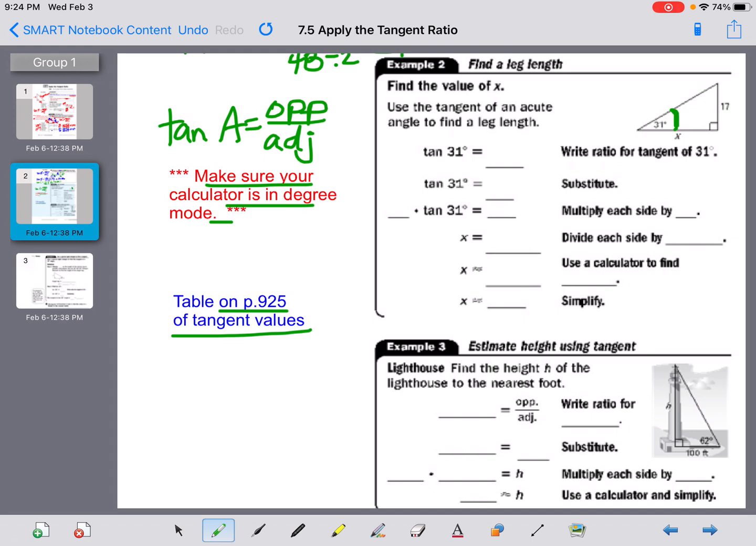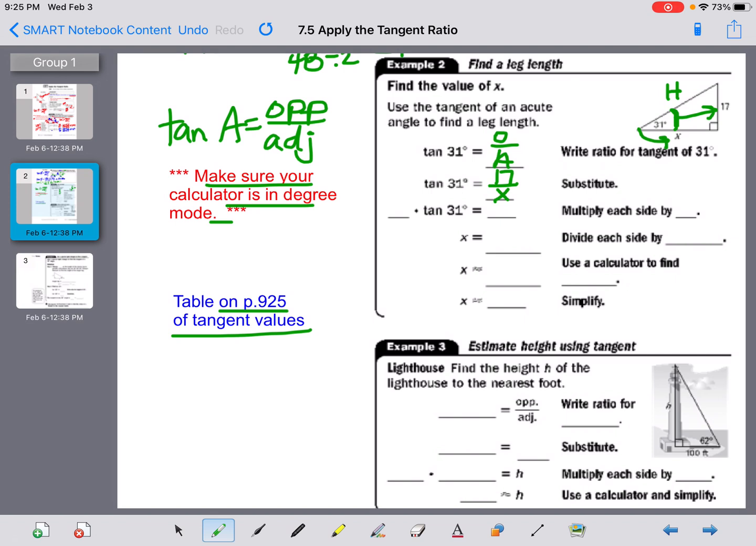Tangent of an acute angle to find the leg length. Tangent equals opposite over adjacent. Okay, I look at my triangle, I have this 31 degrees. Well, opposite my 31, don't forget this is the hypotenuse, so I'm never using that. Opposite the 31 is 17. Adjacent to the 31 is x. So I have the tangent of my 31 degrees equals my opposite over adjacent, 17 over x.